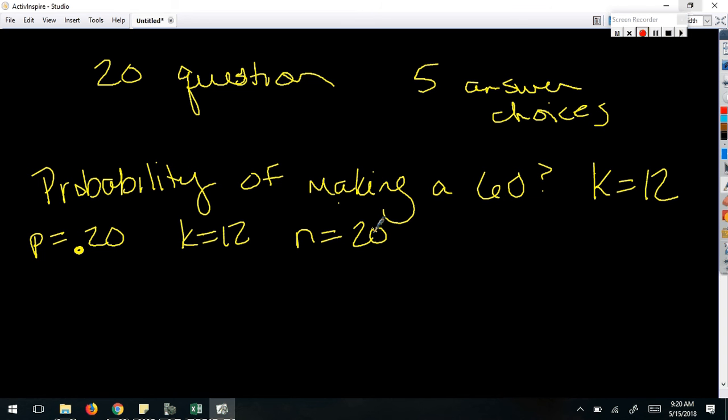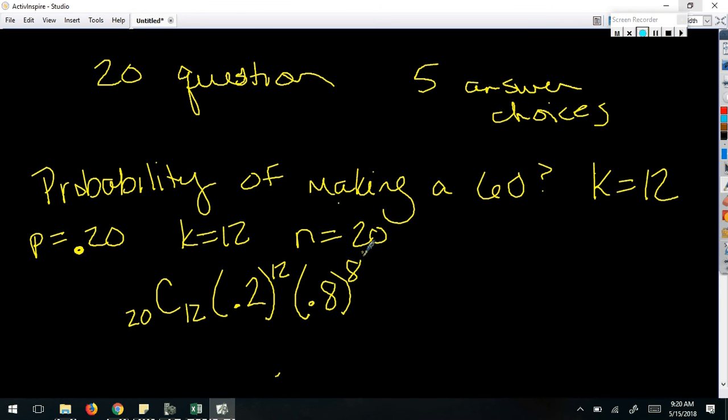So I do the formula, and you have to be careful. This is strictly calculator, but I want to see your formula set up. 20 choose 12. I'm going to multiply that by 0.2 raised to the 12th. And then 1 minus 0.2, which is 0.8, raised to what's left, which is 8. Look back at that original formula. It's N minus K. Remember the formula? N choose K, P to the K, 1 minus P to the N minus K.